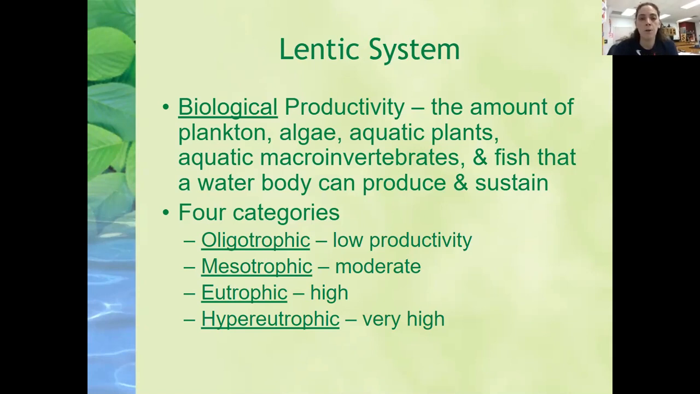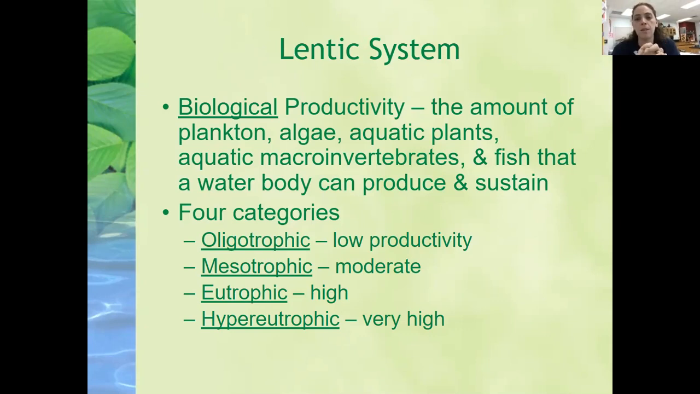Often though, that low productivity is a sign of pollution, that there's been some sort of toxic chemical that's preventing life from growing. Then there's mesotrophic, which is going to have moderate levels, and eutrophic, which is going to have higher levels of biological productivity. And then there's hypereutrophic, very high. Usually that means there's lots of algae and plankton. The very high is also, or can also be, a sign of pollution.